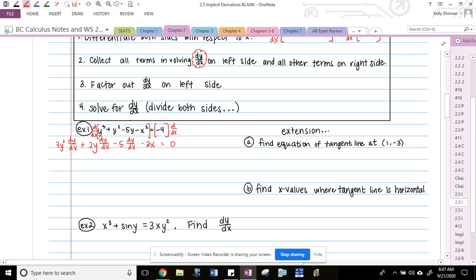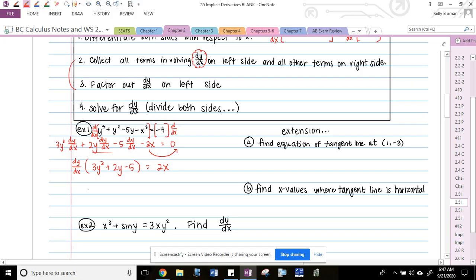So we want to keep all of our dy/dx terms on the same side. That means that I should just add the 2x to the other side. I'm going to combine steps 2 and 3 on this problem, and go ahead and factor out a dy/dx. That would leave you with 3y squared plus 2y minus 5 equals, I added 2x over to the other side. And step 4 is solve for dy/dx.